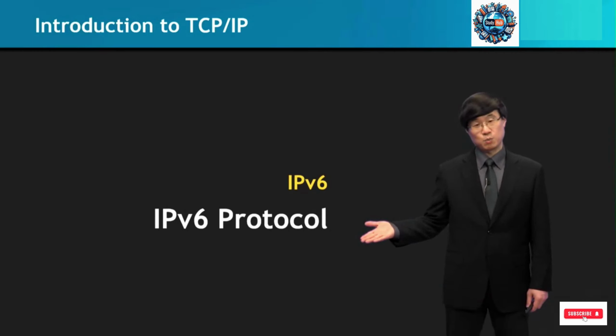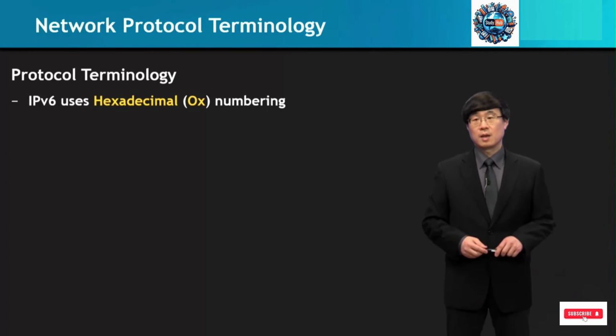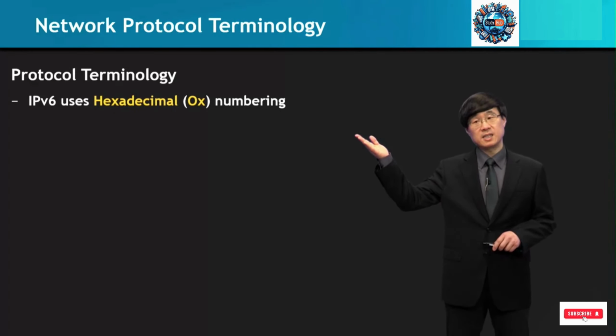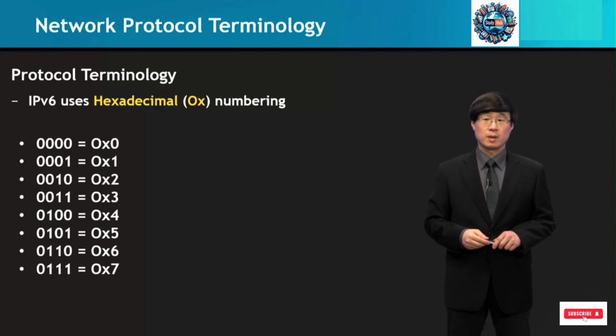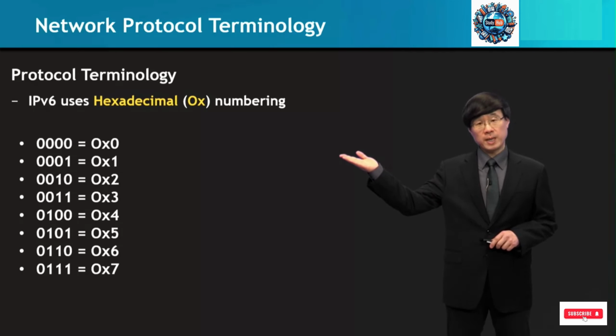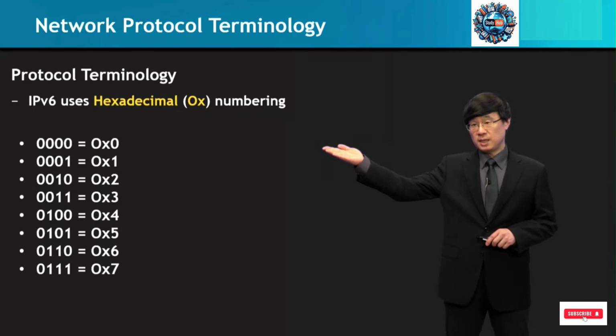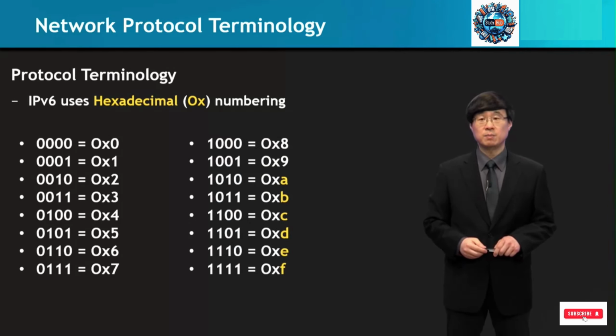The IPv6 protocol. IPv6 uses hexadecimal numbering, and it's represented with that 0x at the front. Some examples: 4 bits are combined into a hexadecimal number. As you can see, the 0, 1, 2, 3, 4, 5, 6, 7 representation.